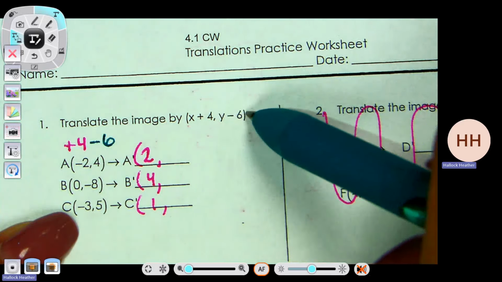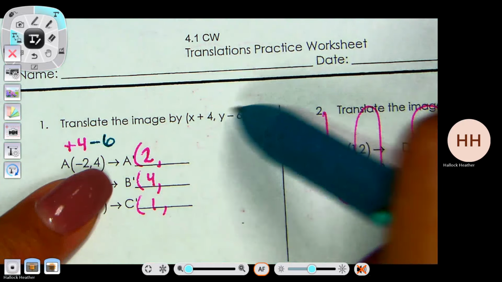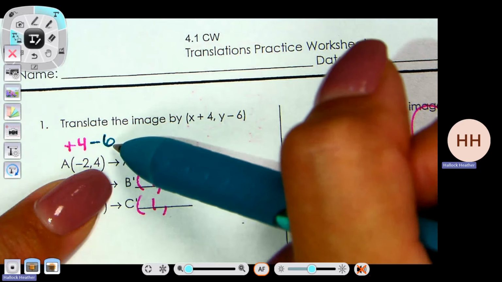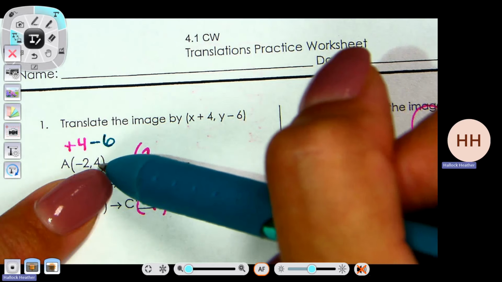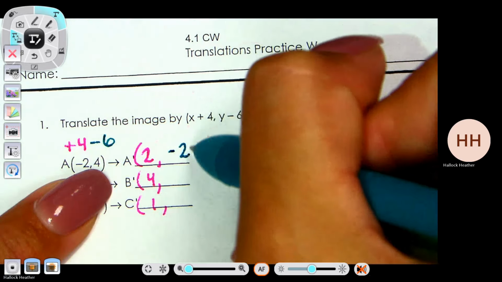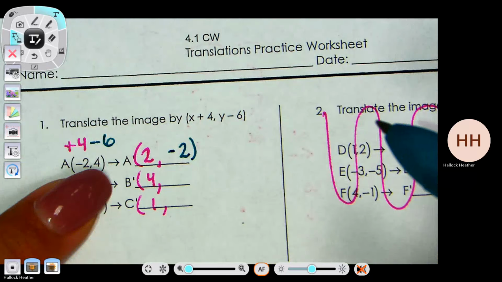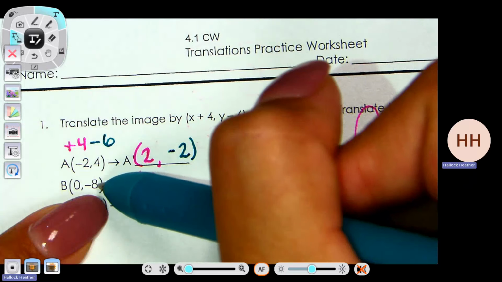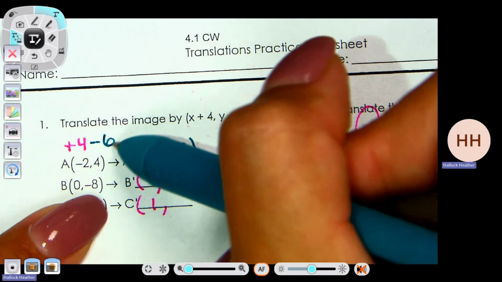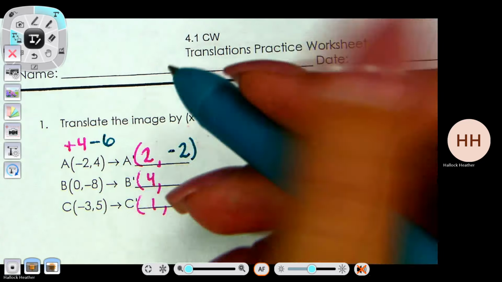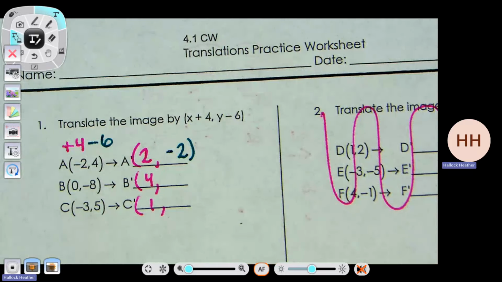Y says y minus 6. So I'm taking my y, I'm minusing 6. 4 minus 6 is -2. -8 minus 6 is negative, what is that?